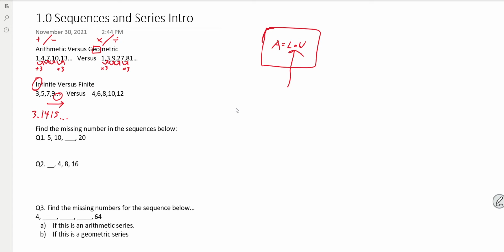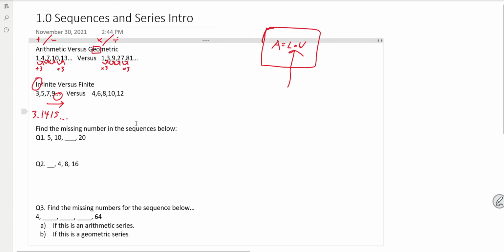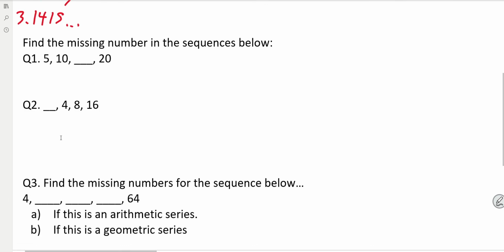All right, find the missing number in the sequences below. So here we have 2 different sequences. Let's maybe zoom in a little bit. If you can solve these, go ahead and do that. Otherwise, pause the video, try it out. Otherwise, you can wait and watch for my response.